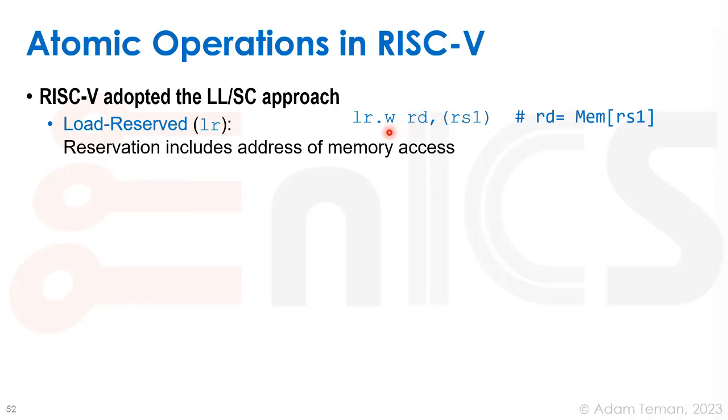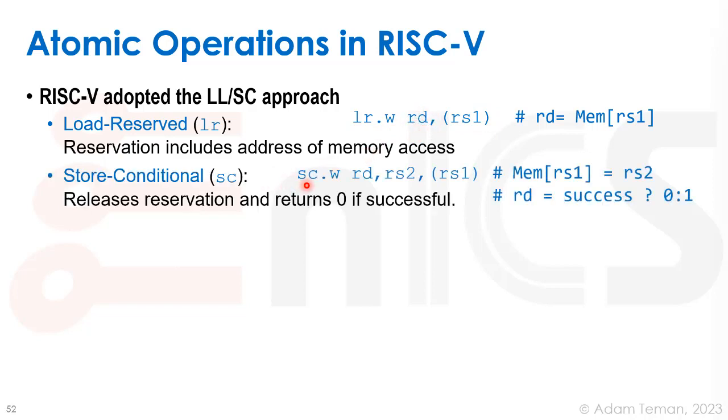The .w is for words, so that's for 32 bits. They have a .d for 64-bit processors. So we're going to just load this word into RD. That's basically loading the lock value into this RD register. Then the store conditional is going to go to, again, some sort of indirect memory. It's going to store R2 into this memory.